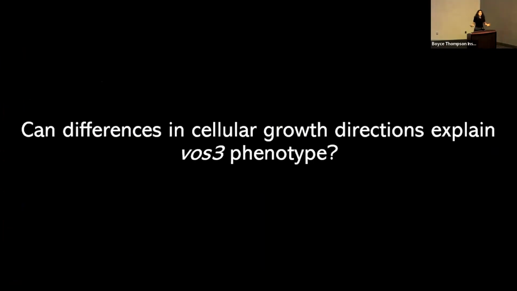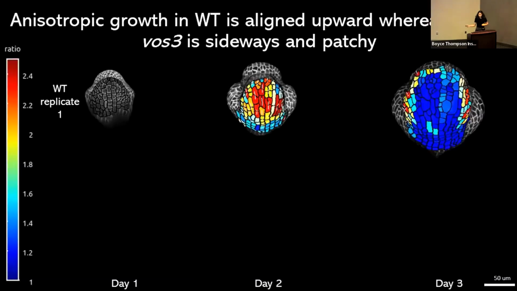So after looking at differences in cellular growth rate between the VOS3 and wild type sepals, we decided to look at differences in cellular growth direction to see if perhaps these could explain the lumpy sepal phenotype that we see in VOS3. So what you see here is a heat map of anisotropy for the first 3 days of wild type replicate 1. Now, anisotropy is essentially just a measurement of how directionally a cell is growing. So if a cell is growing very quickly in one direction and not very quickly in the other, then it's growing very anisotropically. In this graph, cells that are growing very anisotropically are in red, while those that are growing more symmetrically are in blue.